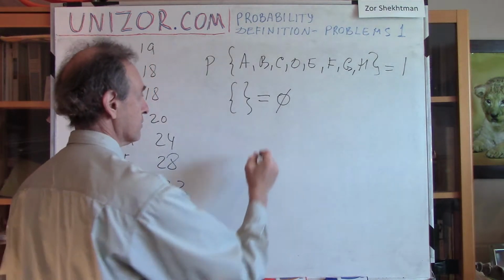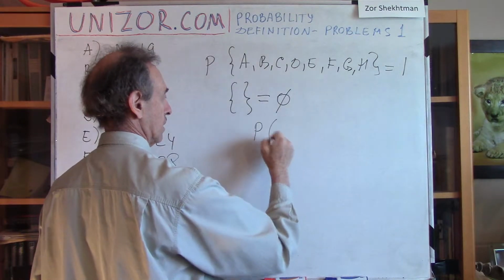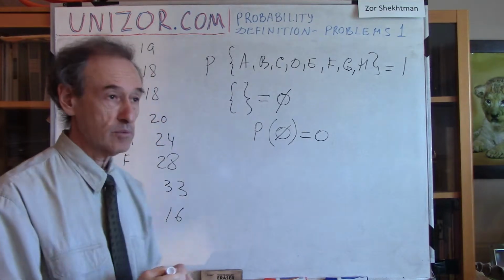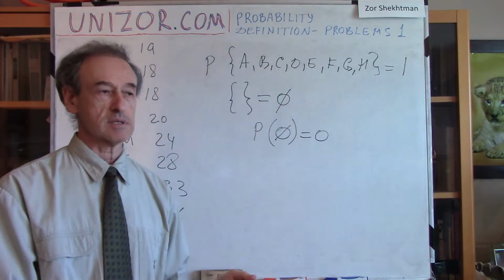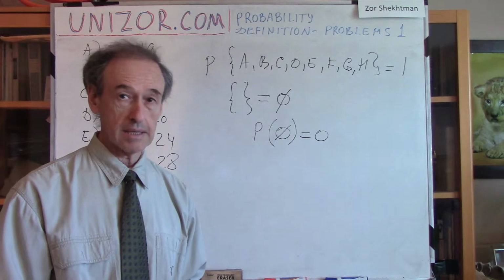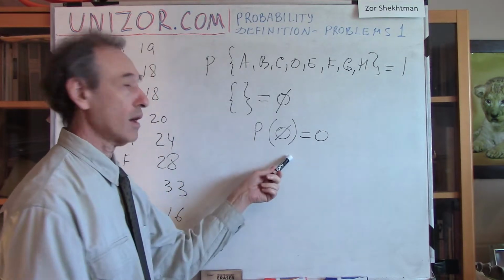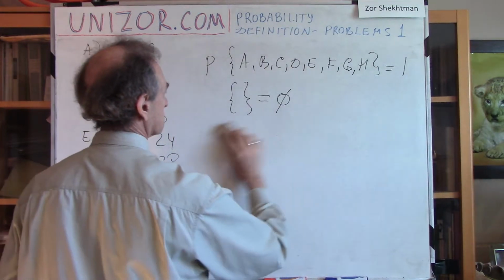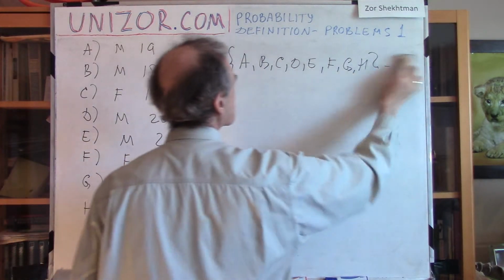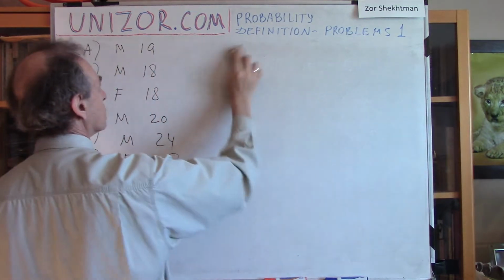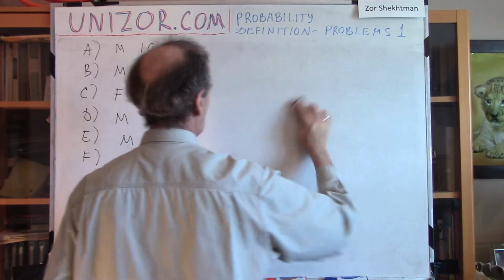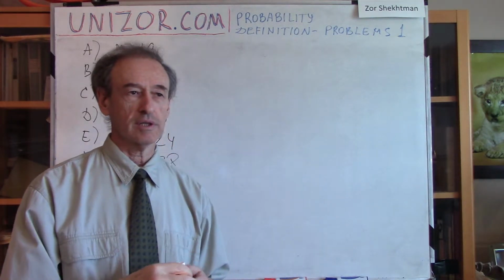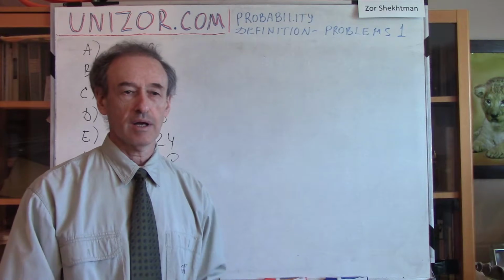And the probability of this is equal to 0. Why? Well, because there are no elements. Each element is assigned a probability of 1/8, a measure of 1/8, but there are no elements here, so 0. So I just presented these two extreme cases when the probability is equal to 1 and the probability is equal to 0.